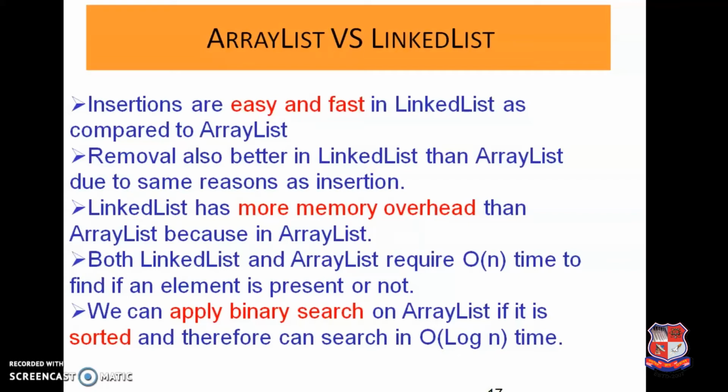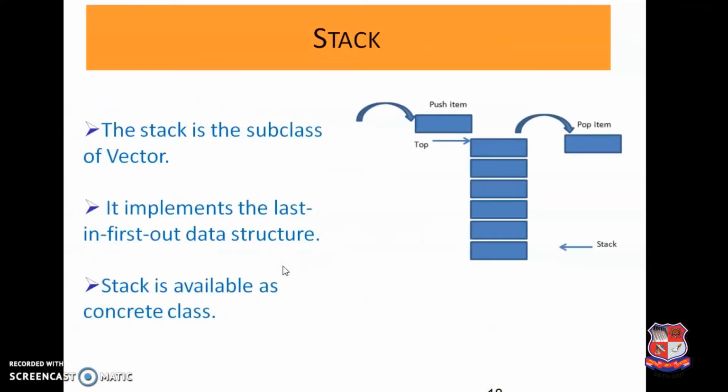When we talk about searching an element in linked list and array list, they both require order of n time, because you need to search the entire list for finding an element. But array list is beneficial in one case because we can apply binary search on array list, and the binary search can be completed in O log n time. So these are the various comparisons. You also need to think about the difference between array list and linked list.